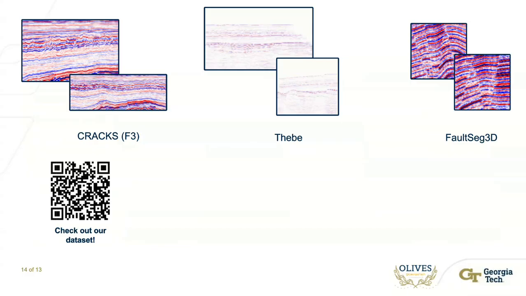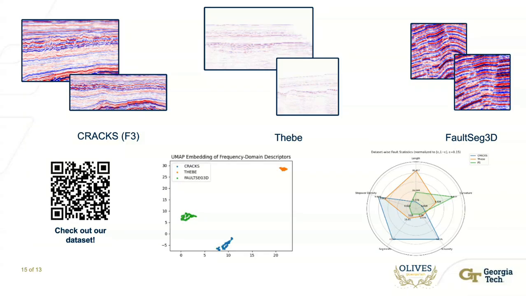Now, as I mentioned before, we used 3 datasets for our experiments. The FaultSeg3D dataset is a common synthetic dataset, and the crowdsourced CRACS dataset is based on the F3 block and Thebe dataset, both of which are common real seismic volumes. These make our benchmark highly heterogeneous, as we showcase here, through a UMAP embedding of frequency descriptors of each dataset on the left and a radar plot of characteristic metrics on the right. This tells us that both at the data and the label level, there's a non-trivial degree of shift between our datasets.